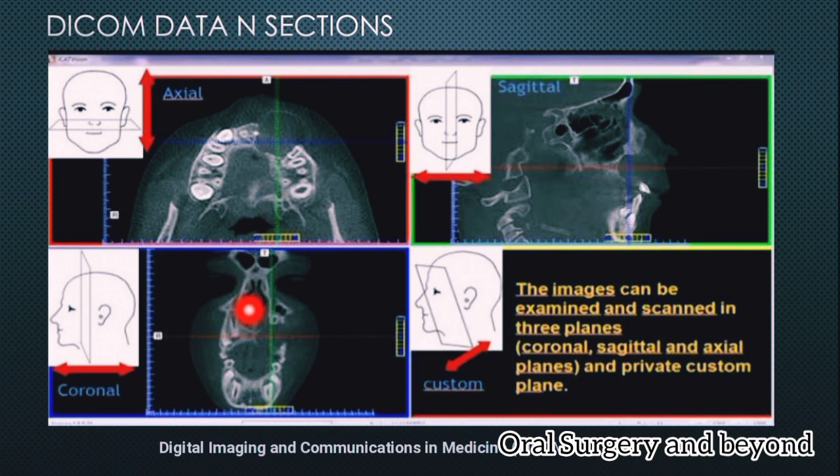A section taken parallel to the coronal suture in the head and neck is called a coronal section. Here this is the coronal section, and this is the axial section of the mandible. Here we can see the pathology. We will see the diagnosis part in later slides.